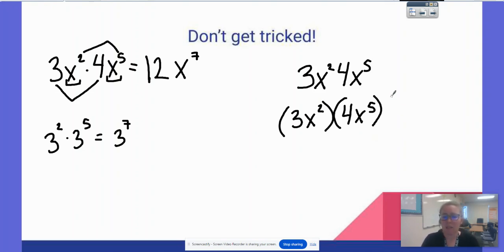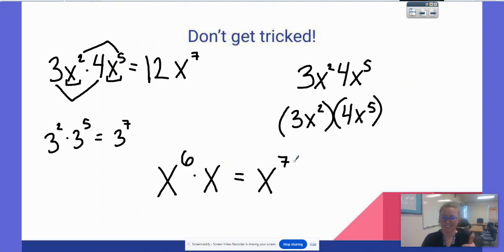I got that. But the basis of this, the most important thing to remember is when the bases are the same, add the exponents. Okay, so let's just do one more super simple to remind yourselves. When the bases are the same, add the exponents. Oh, the base is an x, so we're good. What are the exponents? A 6 and an invisible 1. 6 plus 1 is 7. Add the exponents. There you go.